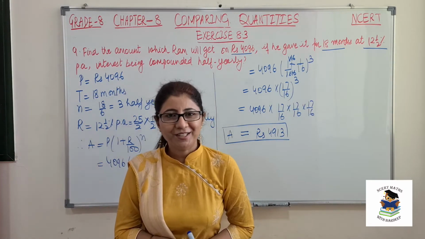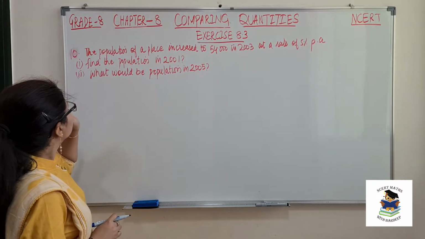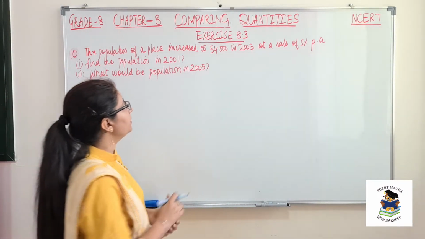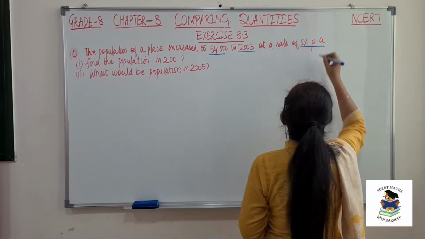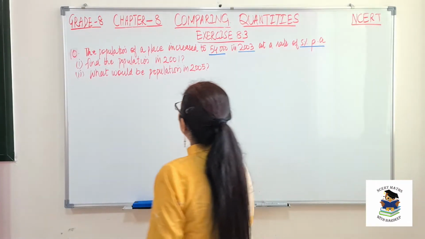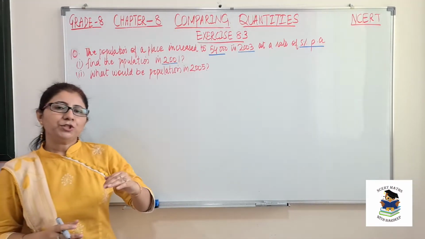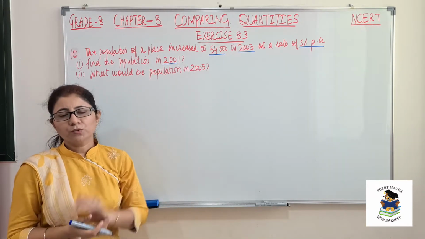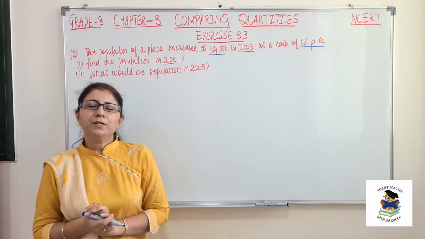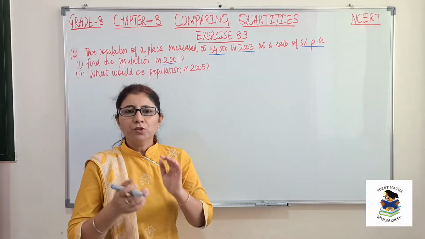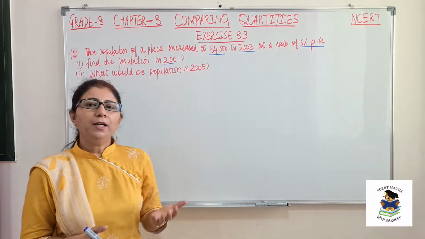Now let's move on to the next question of the exercise. Let's see what is the 10th question. The population of a place increased to 54,000 in 2003 at a rate of 5% per annum. Find the population in 2001. This question is somewhat different from the previous questions that we have done till now in this exercise. This topic comes under applications of compound interest. So we have different categories in which we can use the same formula but under different conditions.